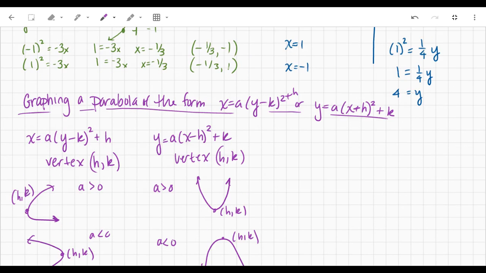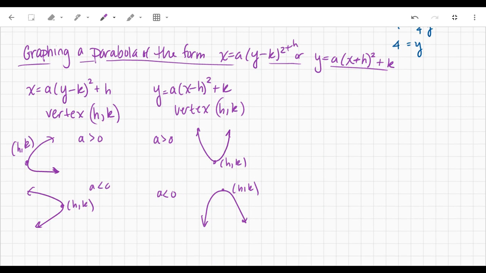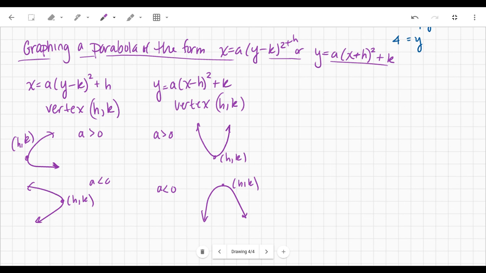Okay, so it's very similar to what we just did. It's just that the vertex is not at (0, 0), but you're still going to move up and down 1 to get a point, or left and right 1 to get a point.